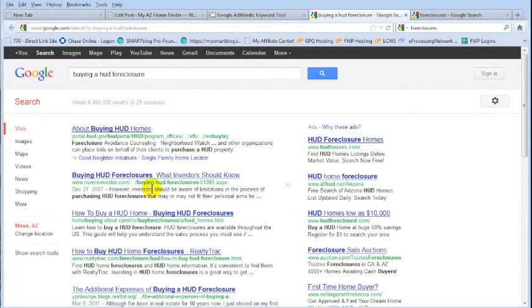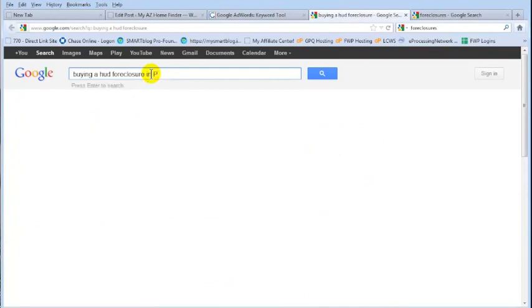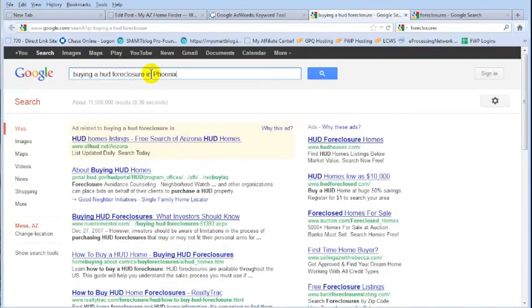Okay, so it opened it up. Now, if you notice, 6.4 million. Still a very large number of websites for me to compete against. If I'm a brand new website or I'm just new to blogging, still a very high number to try to compete against. I probably wouldn't go after "buying a HUD foreclosure" as my main keyword unless I added something like "in Phoenix."